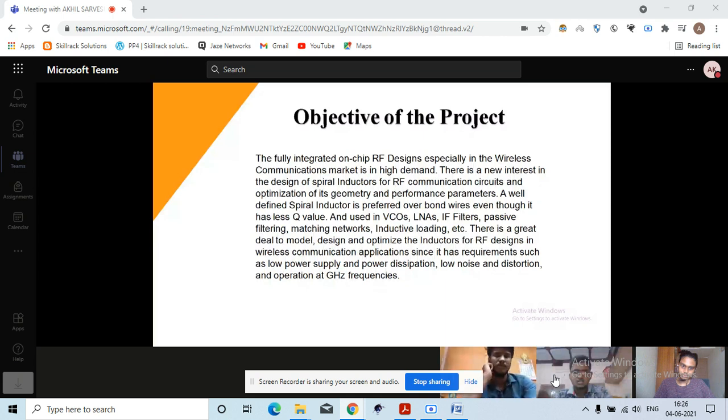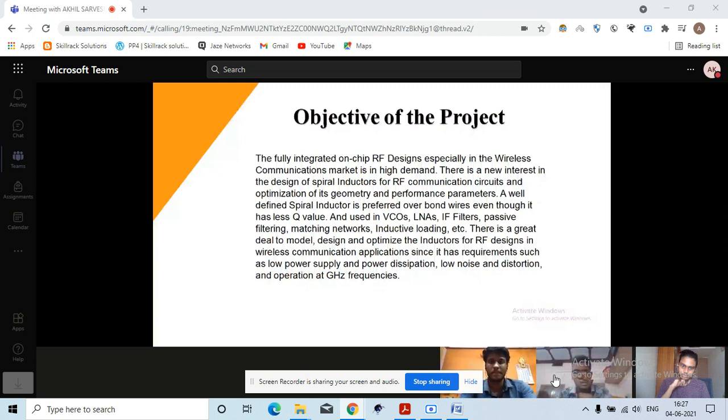Then there is a great deal to model, design and optimize these inductors for RF designs in wireless communication applications. Also, due to less power dissipation, low noise and distortion, and operation at huge frequencies such as gigahertz, these on-chip spiral inductors are used in a wide range. And this is the motivation of our project.